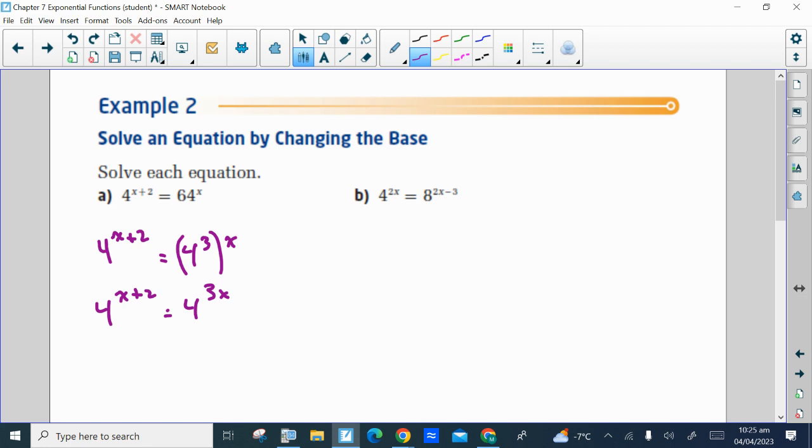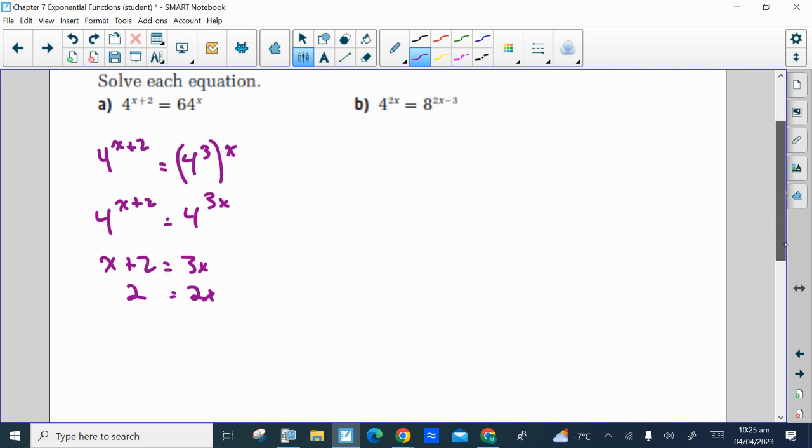We have expressed both sides with the same base. The expressions are equal. If the bases are equal, the other parts are equal as well. The exponents are equal. So we'll subtract the x from both sides, which will leave us with 2x on the right equaling 2 on the left. And then when we divide both sides by 2, we'll get x equal 1.